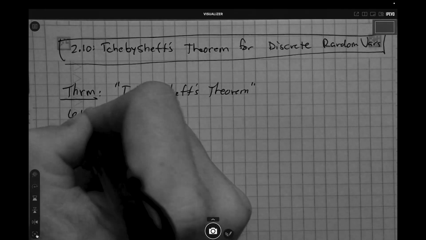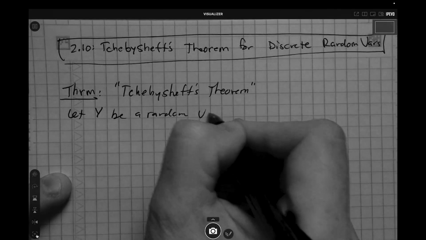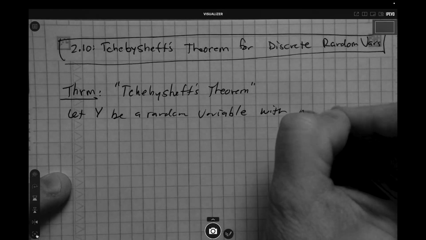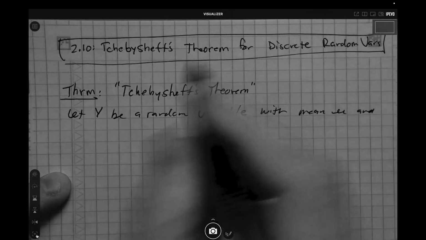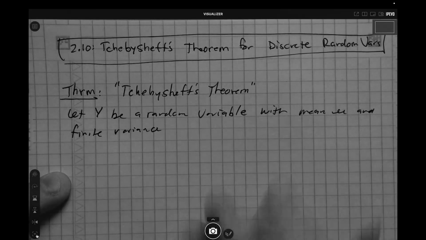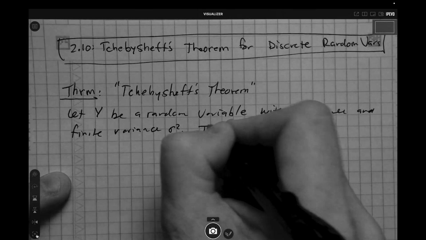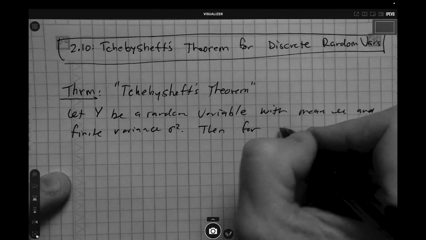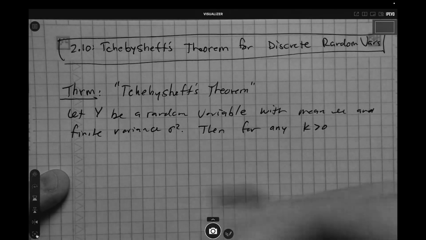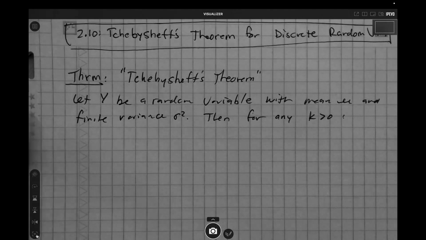So let Y be a random variable with mean mu and finite variance sigma squared. Okay. Then for any positive real number k, we have the following. There's kind of multiple ways to express it, so I'll write two different ways down.